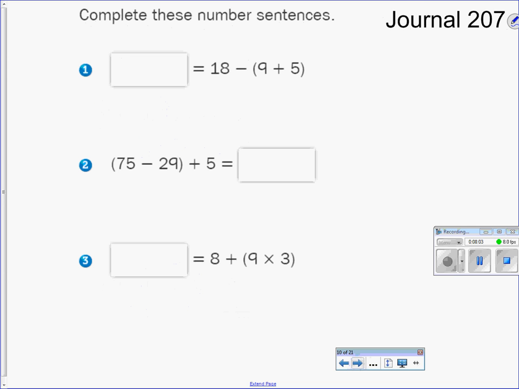All right, turn to journal page 207. You can go ahead and try this on your own, and if you would like to, go ahead and hit pause now, try it, and then come back and we'll work through this together.